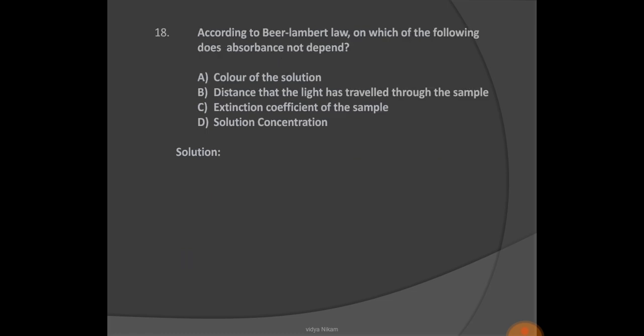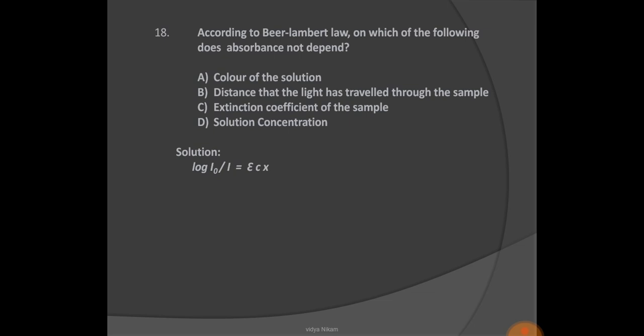Next question. According to Beer-Lambert's law, on which of the following does absorbance not depend? Option A, color of solution. Option B, distance that the light has traveled through the sample. Option C, extinction coefficient of the sample. And option D, solution concentration.